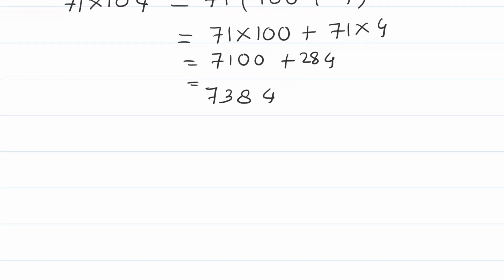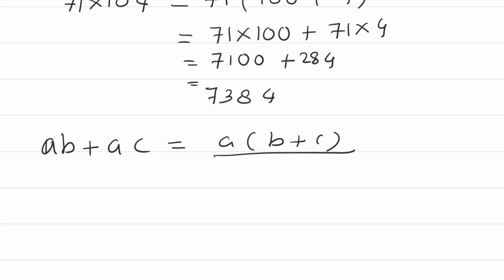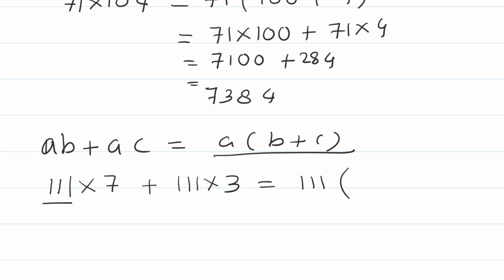Sometimes we have to use the property in a different form. AB plus AC, factor form, is equal to A into bracket B plus C. This method is easy sometimes. For example, 111 into 7 plus 111 into 3 is equal to 111 common factor into bracket 7 plus 3. 111 into 10, that is 1110.